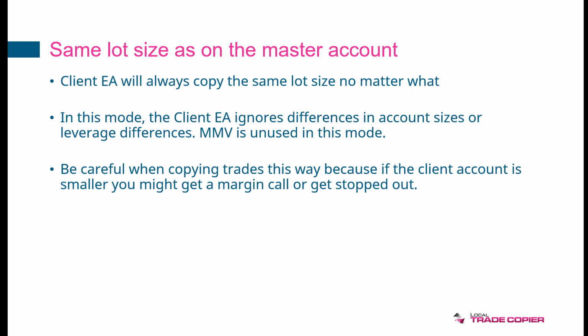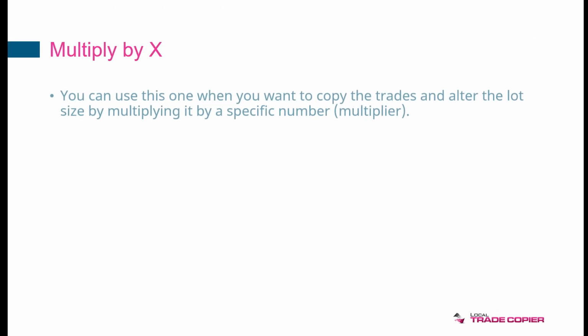Obviously, if the client account is too small, there's not enough margin or something like that, the client can't copy the trade. So MMV is not used in this mode because there's nothing to set. And be very careful when copying trades this way, because if the client EA account is smaller, you might get a margin call or get stopped out. So I think there's no need to warn about this. You should already know that risking too much on a small account might result in money loss, but still, I want to say this.